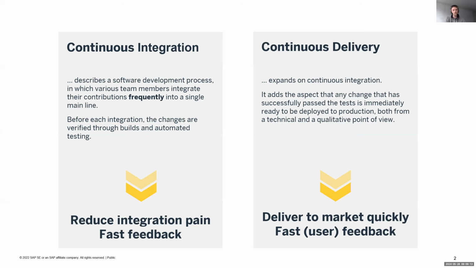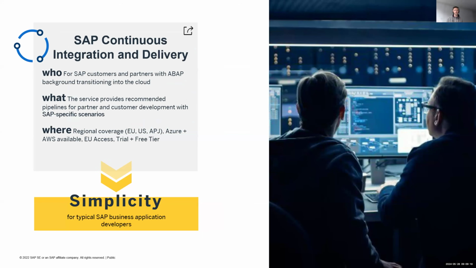And of course, on BTP, we want to support you to implement those practices, and therefore we have created the SAP Continuous Integration and Delivery Service, which is a service that, despite its name, is not a general purpose CI/CD service. You might know tools like Jenkins or Azure DevOps pipelines or Travis CI. These are general purpose CI tools that help you to automate basically anything that you can script.